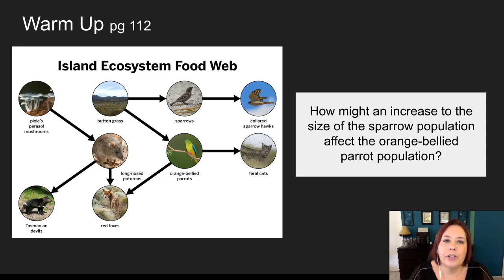So first, the question the warm-up asks is, how might an increase to the size of the sparrow population affect the orange-bellied parrot population? Well, first of all, let's take a look at the sparrows. Here they are in the food web. So we're saying, if this population increased, then the buttongrass population could decrease because simply put, there's more sparrows. More sparrows require more energy storage molecules from their consumer population, the buttongrass right here, which means there would be less energy storage molecules available for the orange-bellied parrots. So this population could go down.